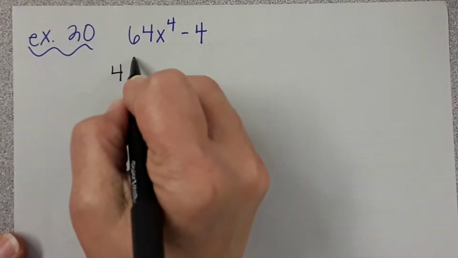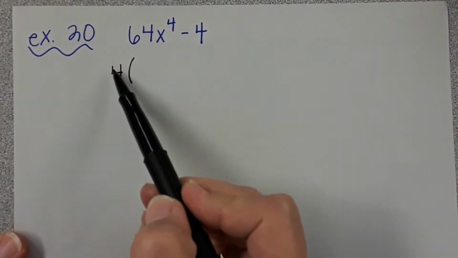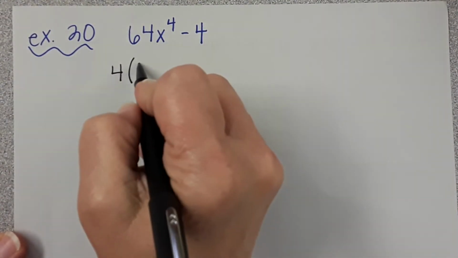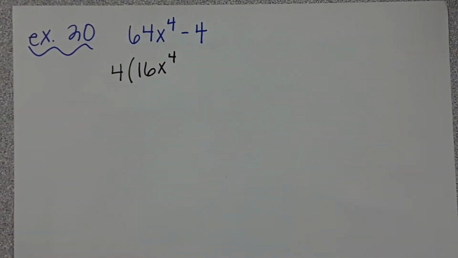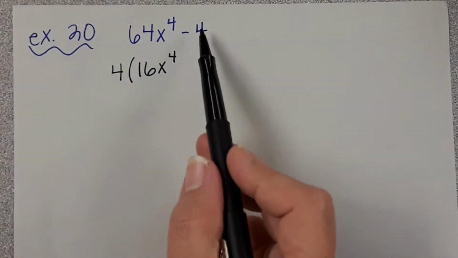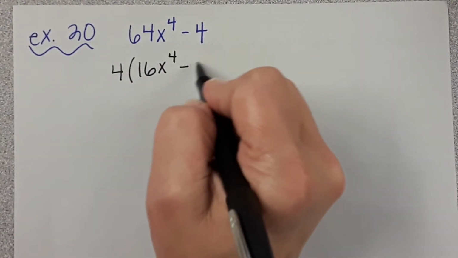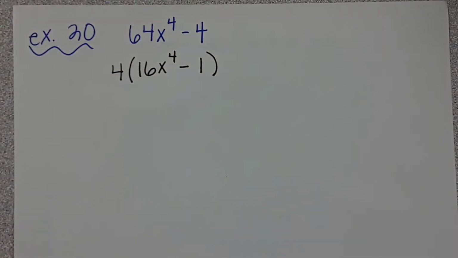We're going to put it on the outside. What is 64 divided by 4? 16. X to the fourth. And you guys, I didn't ask you if they had an X in common, and I should have, but they don't have an X in common. And then what is 4 divided by 4? 1. Okay. Now, we pulled out the GCF.